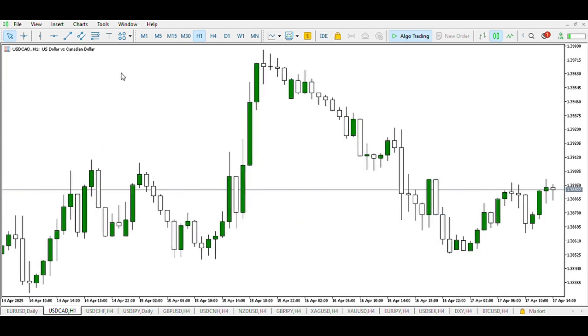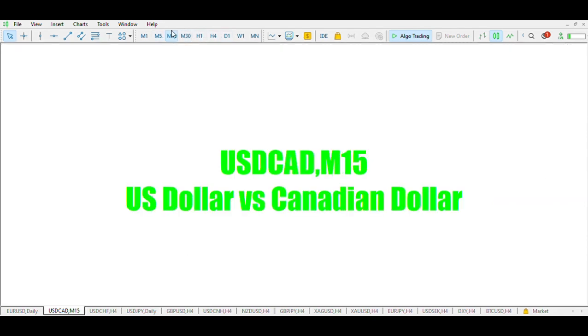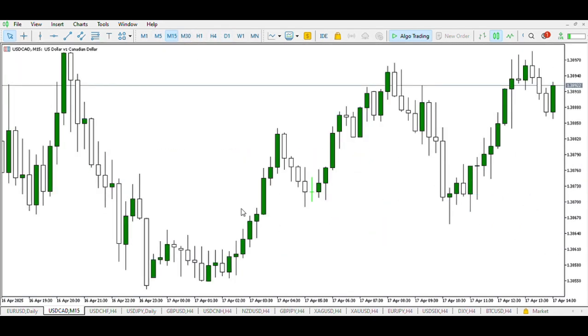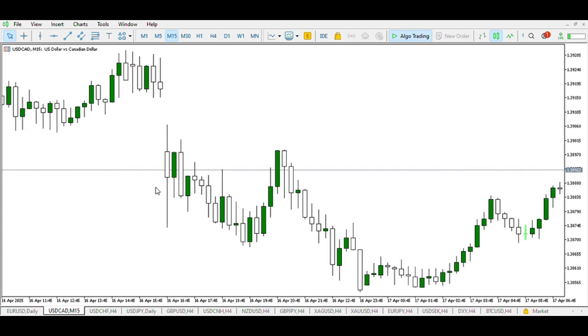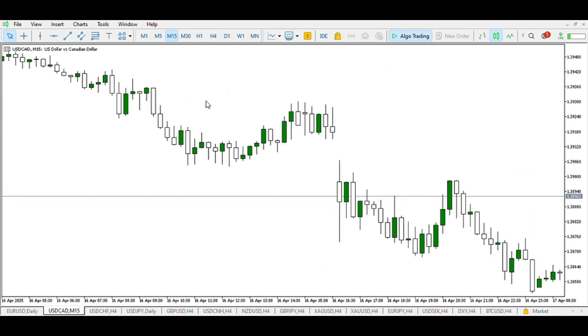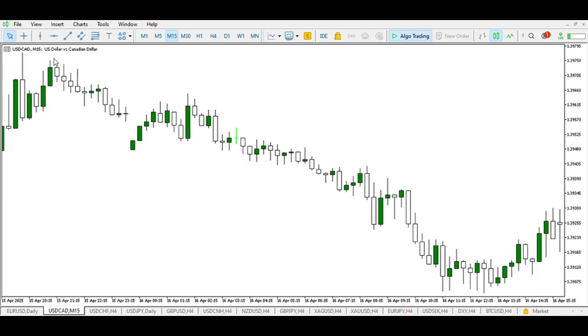Not much of a clear entry, so we can keep an eye on this pair. Although scalpers are likely to have more opportunities since they leverage on small fluctuations of the market. And as a scalper, let me check the time.